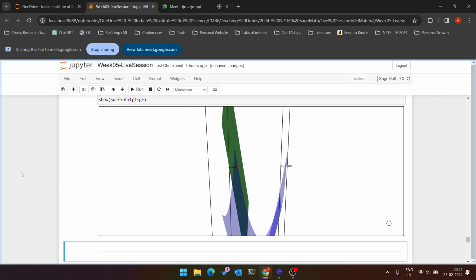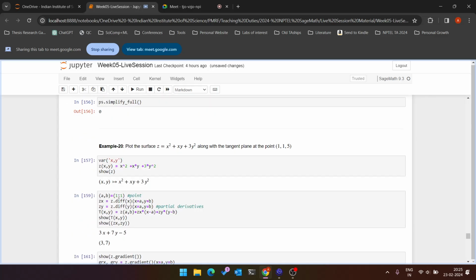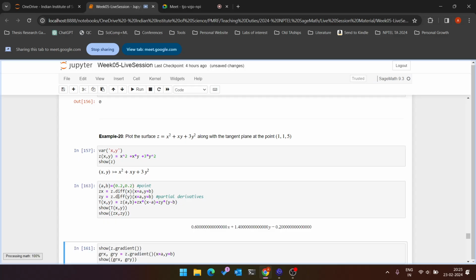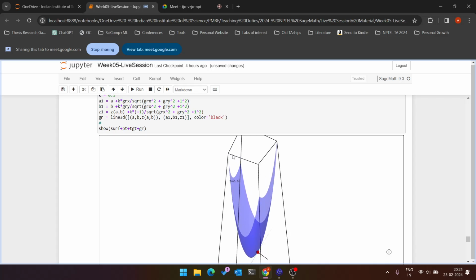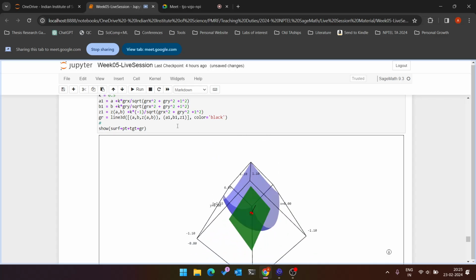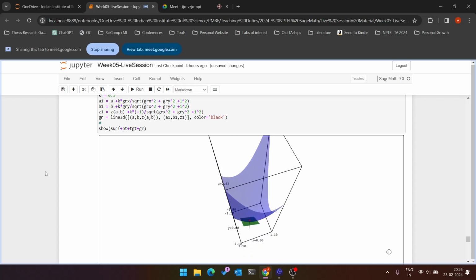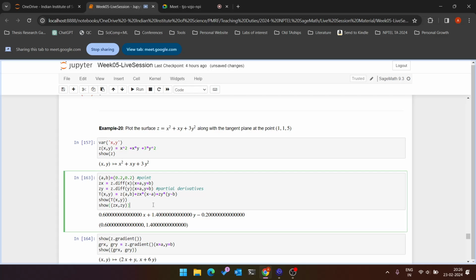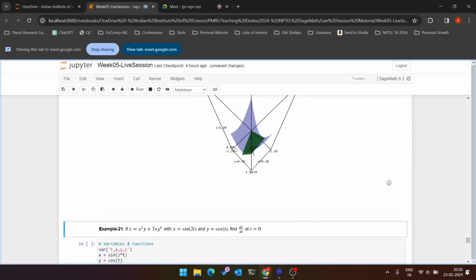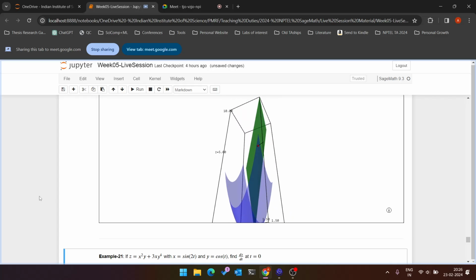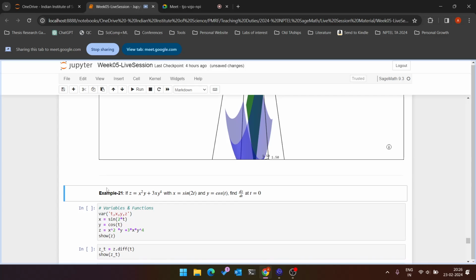Okay, so if I have to change it to say a different point, say point two, point two, the tangent plane would look like this, my point as well as my normal. Okay, so again a straightforward example I believe. Next we move to the next problem.